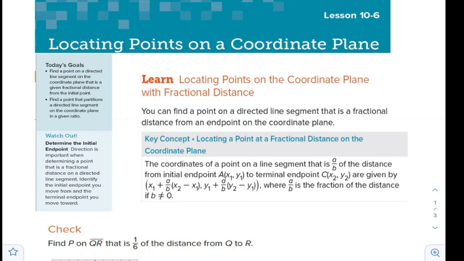Our first part will be locating points on the coordinate plane with fractional distance. And as we have discussed in the previous lesson, the fractional distance is A over B. It is given as a fraction.